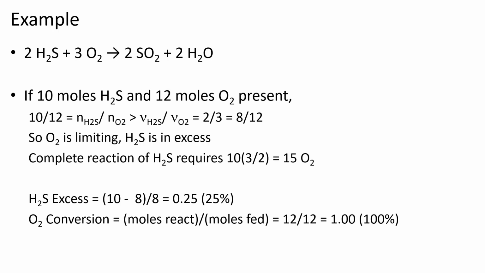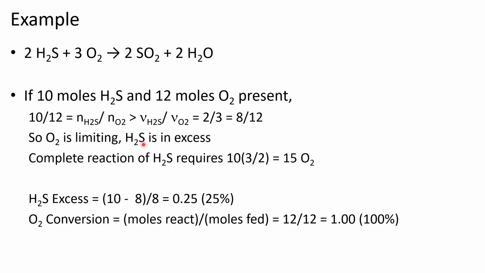Now let's assume that there are 10 moles of hydrogen sulfide present and 12 moles of oxygen present. The ratio of the number of moles of the two species that are present is 10 over 12. If we compare that to the ratio of stoichiometric coefficients for hydrogen sulfide and oxygen, we see that that ratio is 2 over 3, or if we multiply both the numerator and denominator by 4, that's 8 over 12. What this indicates is that if 12 moles of oxygen are present, we only need 8 for the two to be in stoichiometric proportion. We actually have 10.